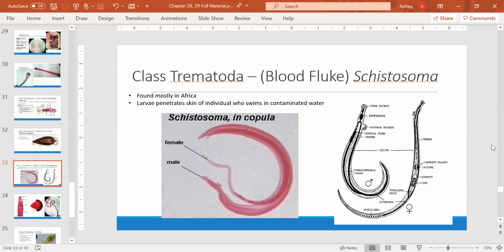Then looking at blood flukes will be the last in this fluke group. They're found mostly in Africa through contaminated water, and they will stay what they call in copula, where the male and the female will stay together so they can reproduce and produce more of them more efficiently. And so here you can see both male and female together. And so they look more like a typical worm. And so that's how you kind of distinguish the three flukes from each other.